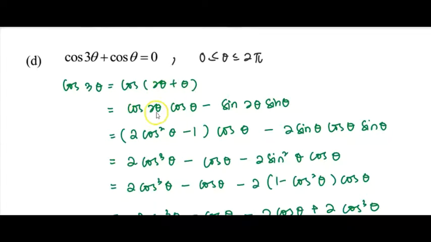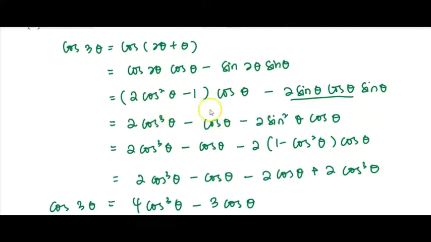I got cos 2 theta cos theta minus sine 2 theta sine theta. And after that, again apply the double angle formula to split the cos 2 theta into single angles. I use the formula 2 cos square theta minus 1 to represent cos 2 theta, and then copy back the cos theta. For the sine 2 theta, I will convert it into 2 sine theta cos theta, and this sine theta just follows through.